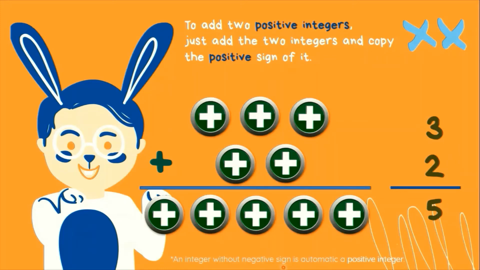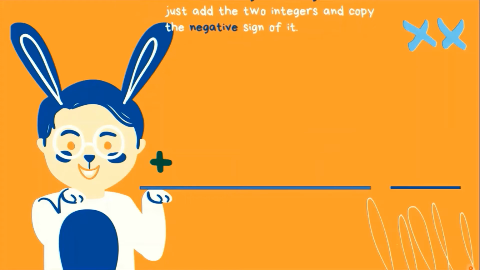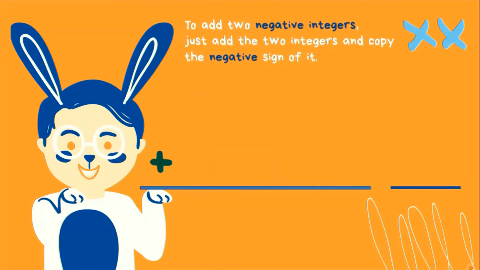An integer without a negative sign before it is automatically known as a positive integer. Itong mga integers na walang sign ng negative, these are known as positive integers. To add two negative integers, add the two integers together and copy the negative sign of it. Negative integers are numbers with a minus sign before it.